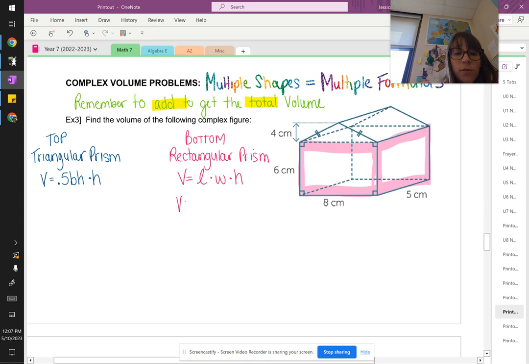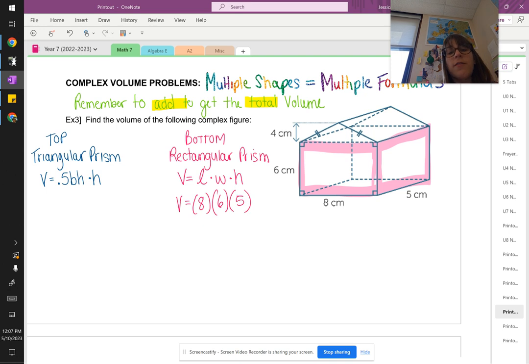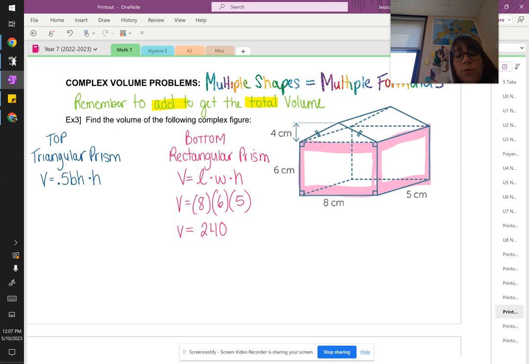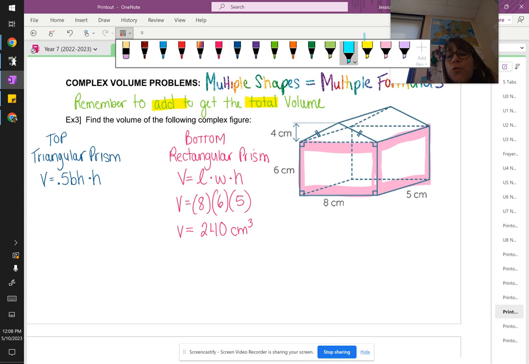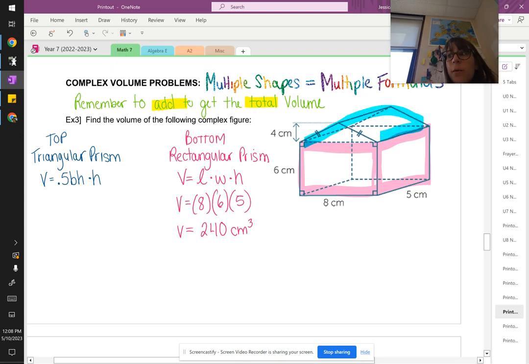So volume equals length. The length of that bottom box is an 8. My width is 6, and I have a height of 5. Those can be in any order. That's not necessarily the length with the height organized. You might have it flipped around, and that is totally okay. 6 times 5 is 30. 30 times 8: 8 times 3 is 24 with an extra 0. So 240 centimeters cubed.